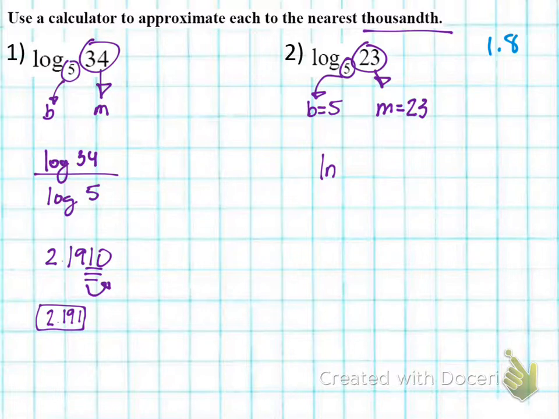We're going to change this. I want to use a different button on our calculator. Let's use the natural log button. This is a log of base e. As long as I have the same base, it's okay. So natural log of 23 divided by natural log of 5.